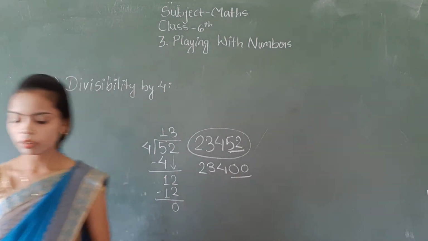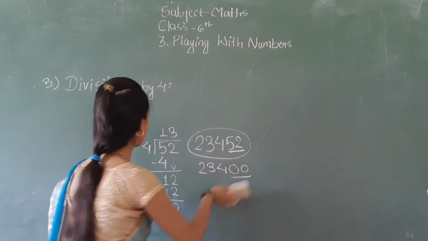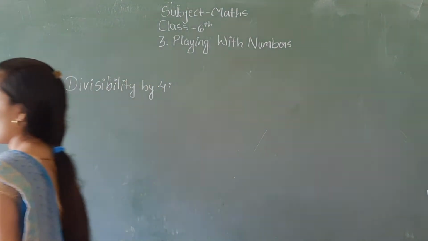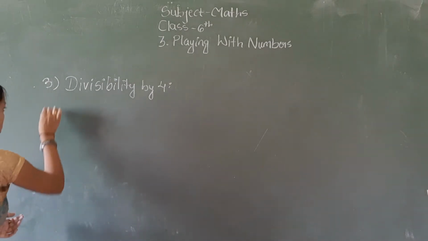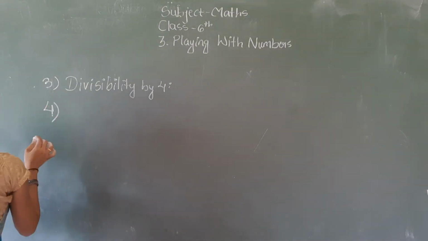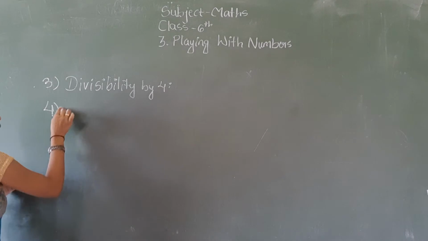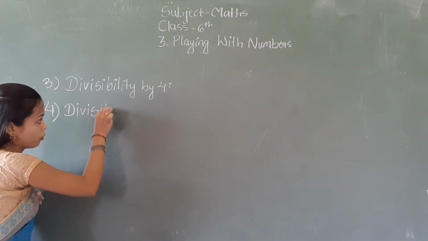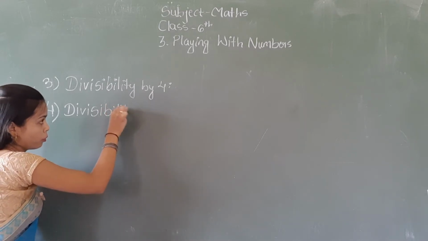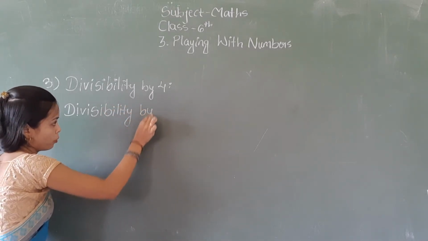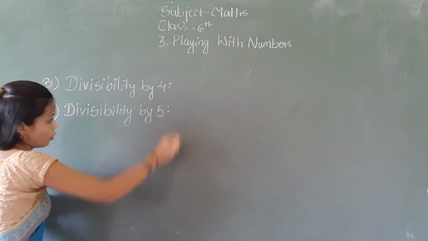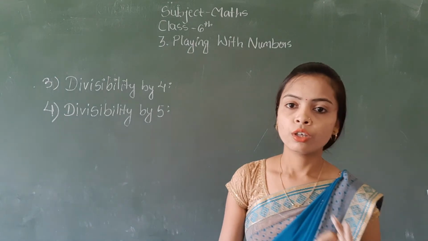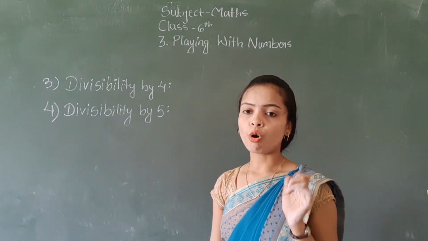Okay, now after the divisibility by 4, we take the divisibility by 5. So what is the divisibility by 5? Tell me the table of 5 first.